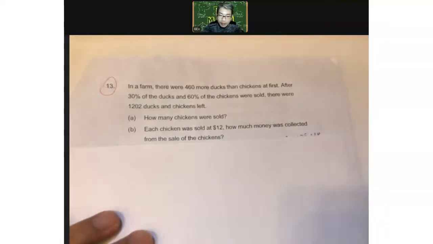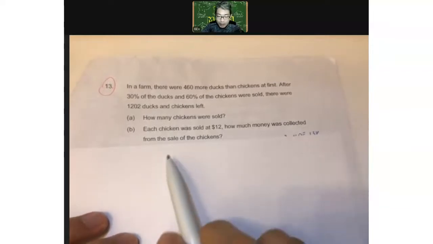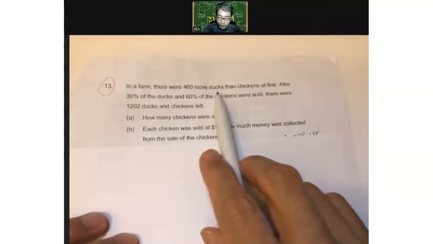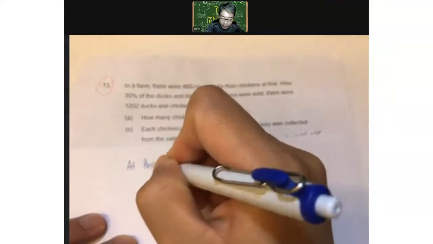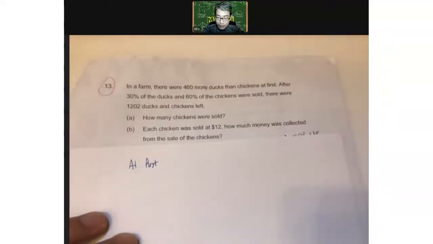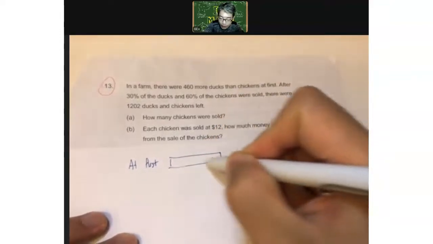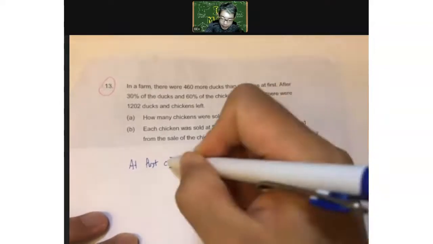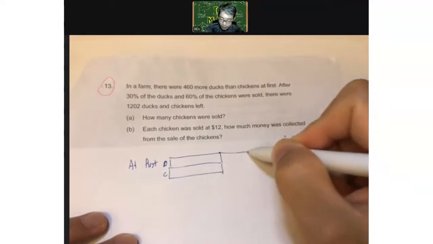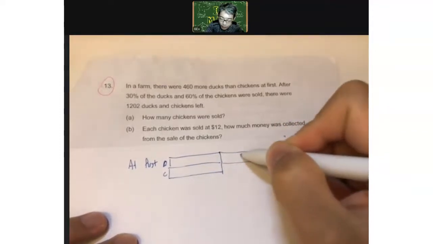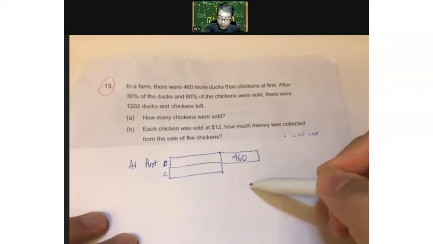Now question 13 is a bit difficult, so if you don't get it the first time, it's okay, never mind. In a farm, there were 460 more ducks than chickens at first. So don't need to draw the model first, just listen to it for the first time. Just watch. I have my chicken, I have my ducks. There were 460 more ducks than chickens at first.